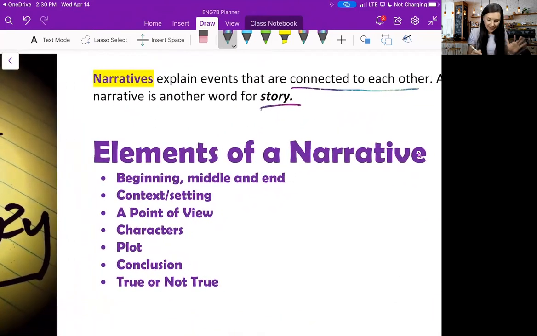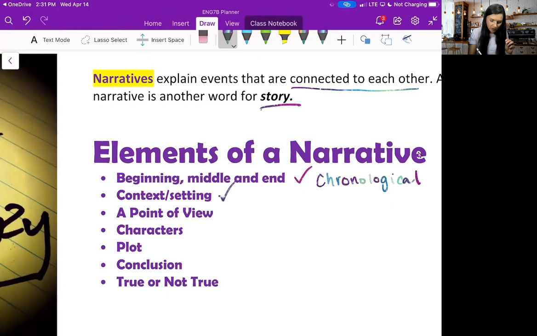So a narrative needs to have a beginning, middle, and an end. Now, we'll talk about that when we talk about plot in just a moment. But again, it needs to have a clear beginning, middle, and end. This is going to mean that you are writing in chronological order. You might have heard of this pattern of organization before. Chronological means it goes first, next, third, so on and so forth. Okay, the other thing you need to have is context or a setting. We'll get into the details of what you need to keep in mind when creating your setting for your narrative.